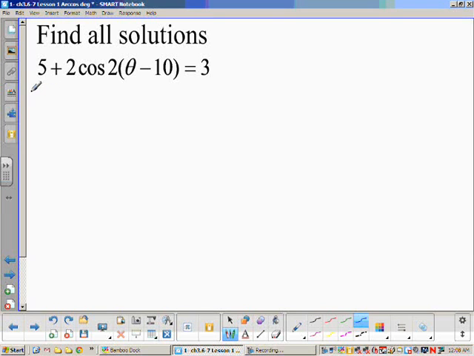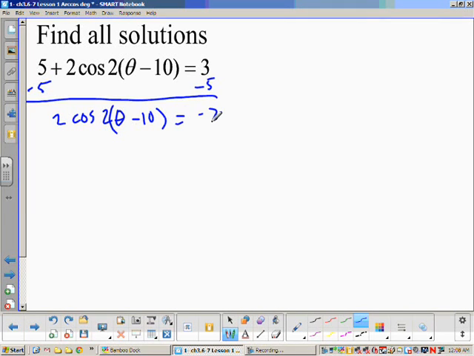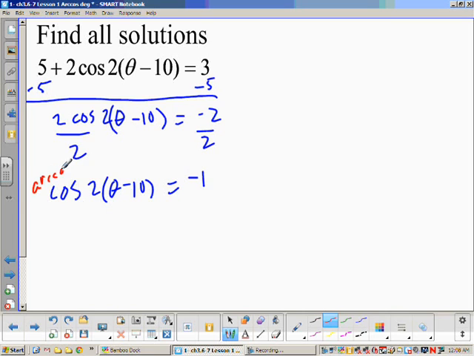Hit pause. All right, first thing to do is undo the outside stuff. That's pretty straightforward. And we get a negative 2. We divide by 2. We get cosine of 2 theta minus 10 equals negative 1. In this case, we're going to arccos or inverse cos. The book tends to use arccos, so that's what I'm going to use. When we arccos both sides, we're undoing cosine. That cancels out, and that leaves me with 2 parentheses theta minus 10.